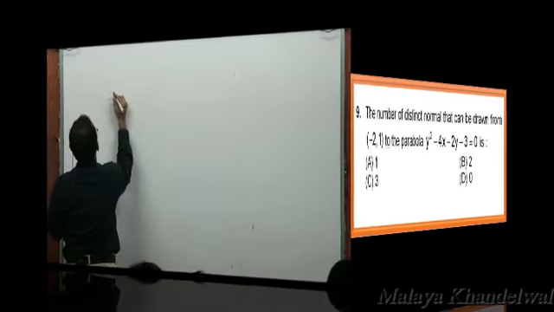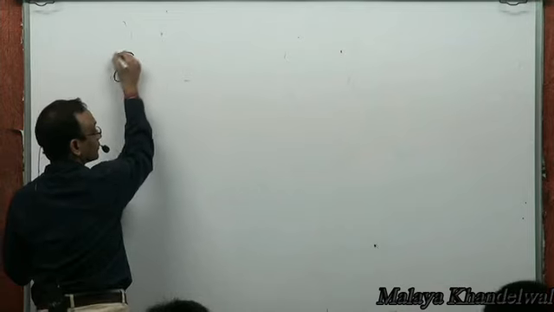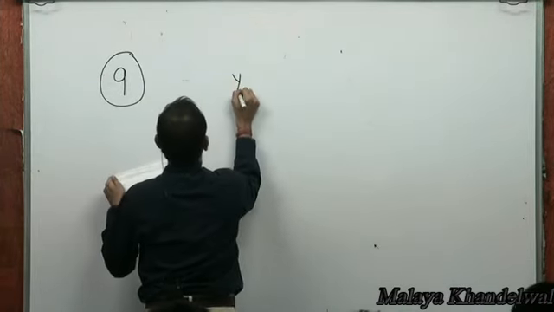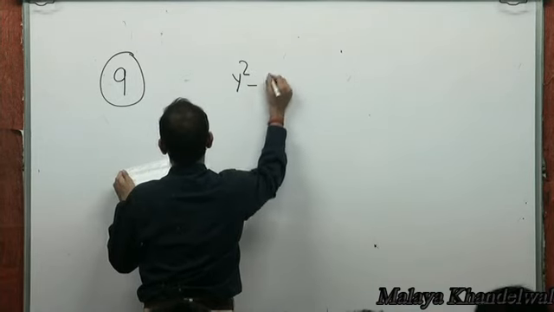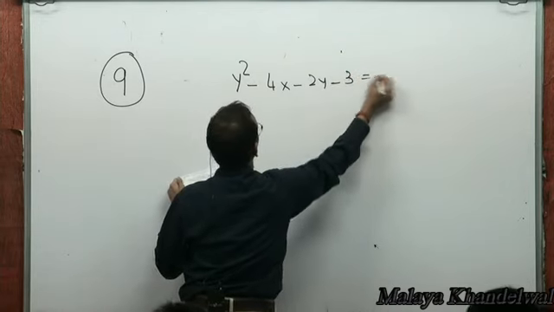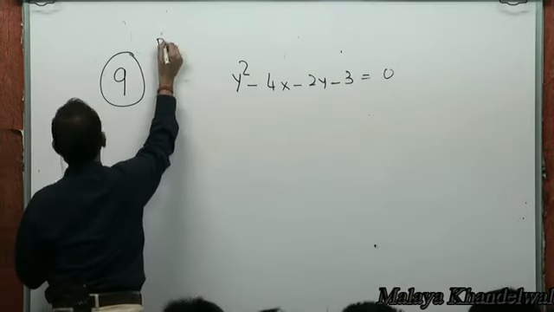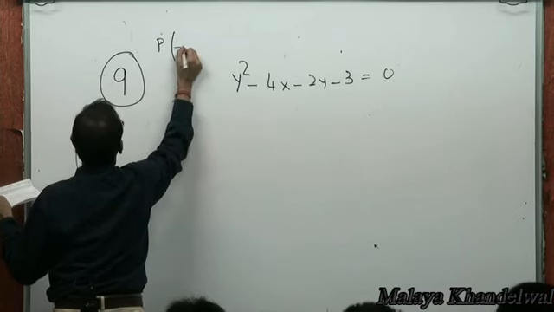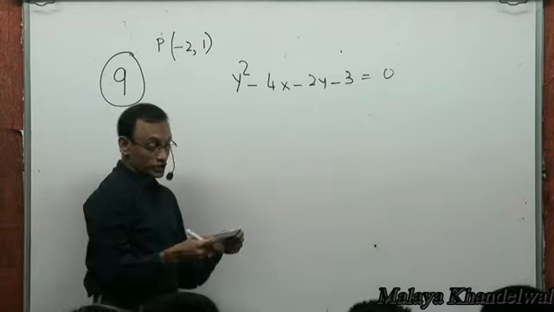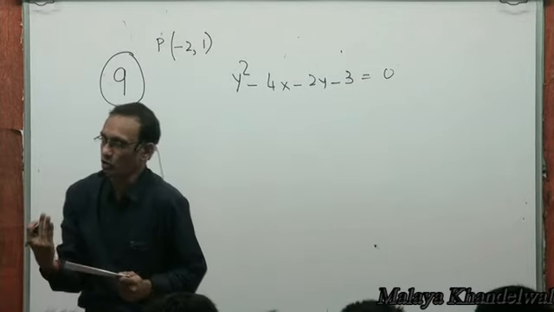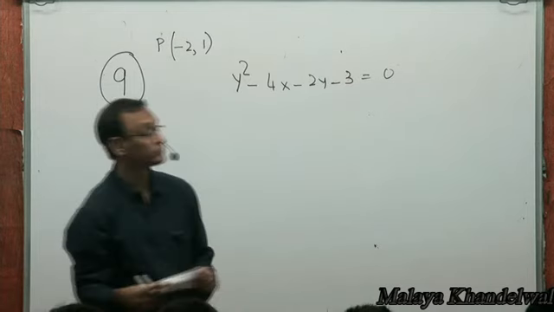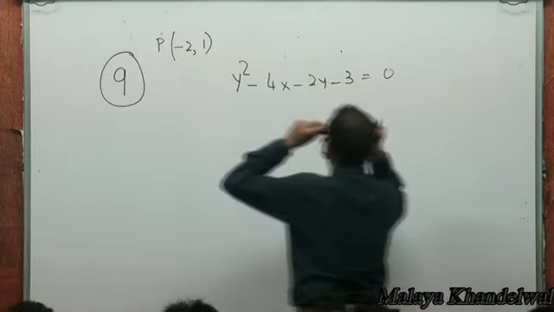Number 9. There is a parabola y squared minus 4x minus 2y minus 3 equal to 0. And there is a point P given, which is minus 2 comma 1. We want to figure out the number of distinct normals, meaning real normals, that could be drawn to the parabola from this point. So let's first draw the parabola.